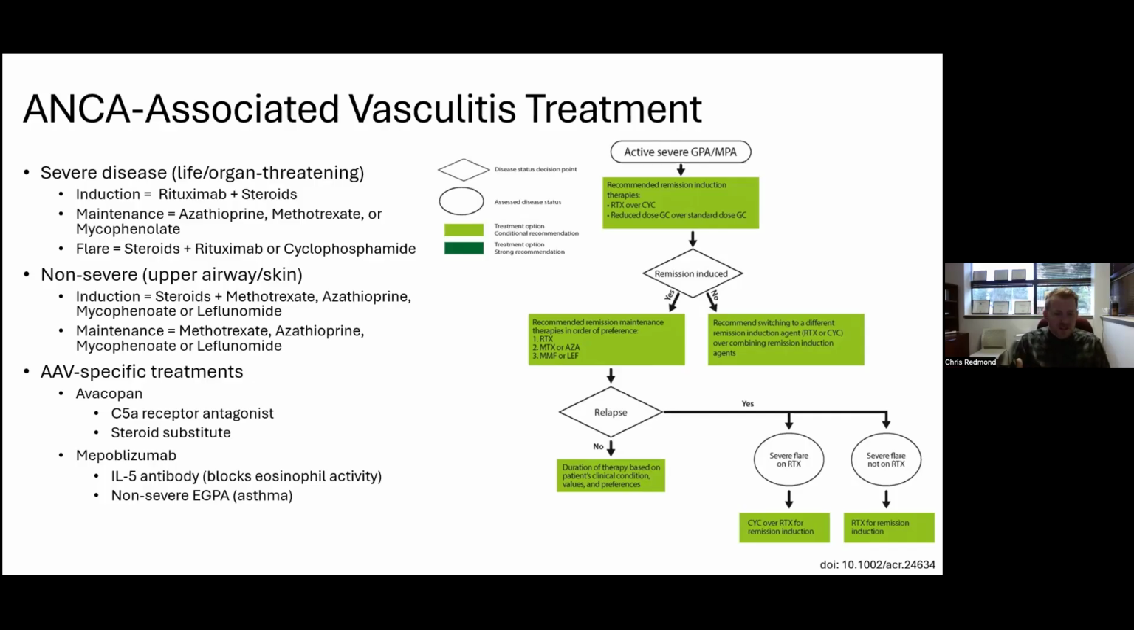So you do rituximab if you did cyclophosphamide, or vice versa, kind of whatever didn't work before you try the other thing. Non-severe disease, if it's just in the upper airway or in the skin, so not kind of organ or life-threatening, you still do steroids, but you can do methotrexate, azathioprine, those medications up front, and then just continue it as maintenance. Two unique features of these conditions.